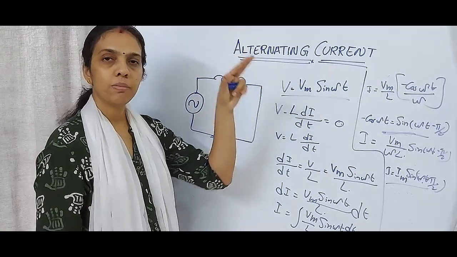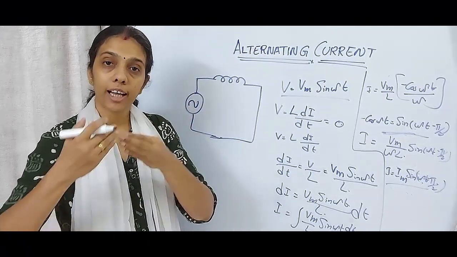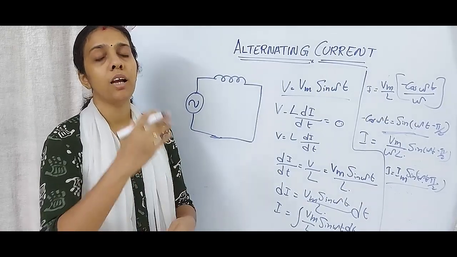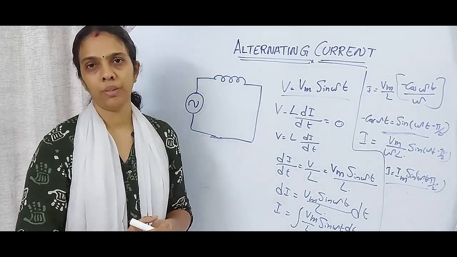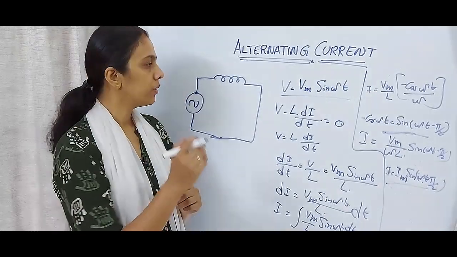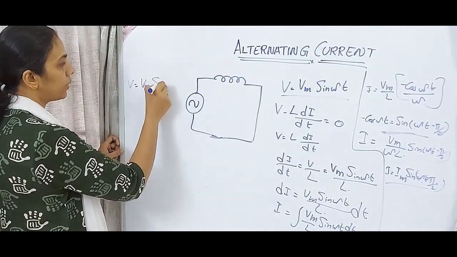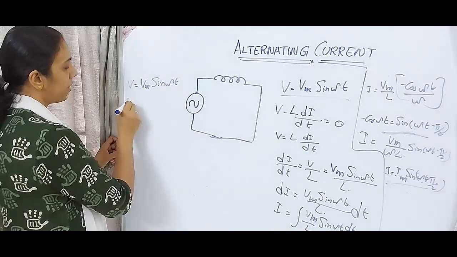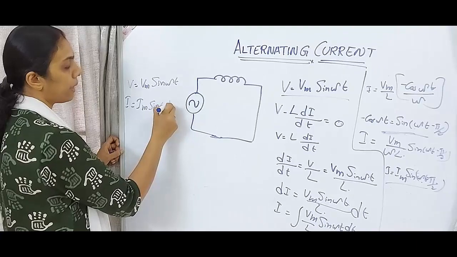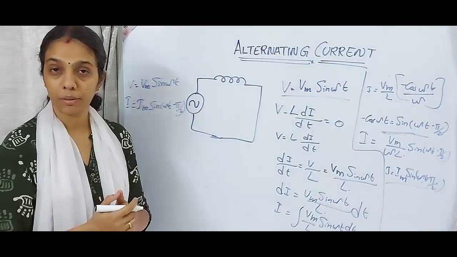V equals Vm sin omega t, and I equals Im sin omega t minus pi by 2. That means the current will be behind the voltage by pi by 2, so they will have a phase difference of pi by 2. I am writing down both the equations here: V equals Vm sin omega t, and I equals Im sin omega t minus pi by 2. Both have a phase difference of pi by 2.